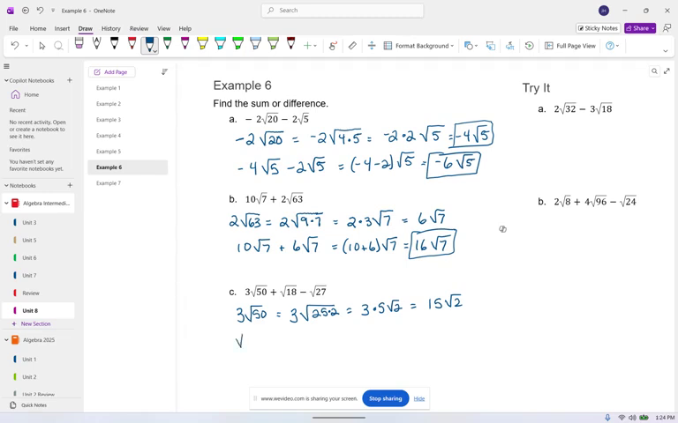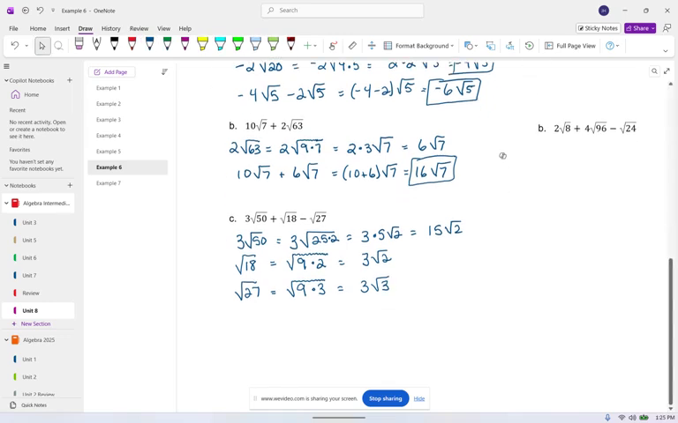On to the next radical, the square root of 18. The square root of 18 can be rewritten as 18 divided by 2 is 9, and 9 is a perfect square. So we'll have 9 times 2. The square root of 9 is 3, so we'll have 3 root 2. And then last but not least, the square root of 27, which is again not on my list of perfect squares, but it can be broken down into 9 times 3. The square root of 9 is 3, so 3 root 3.